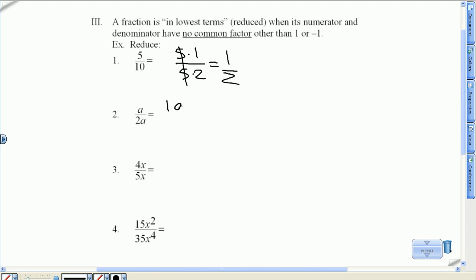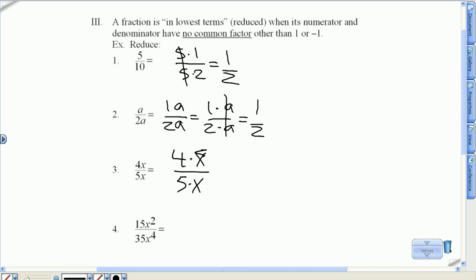You can do the same thing down here. Now I'm going to rewrite the problem. This is 1a over 2a. That's 1 times a over 2 times a. The a's cancel out. It's 1/2. If you have the same term on the top and bottom, you can cancel it out. 4 times x over 5 times x. The x's cancel. So this is 4/5.